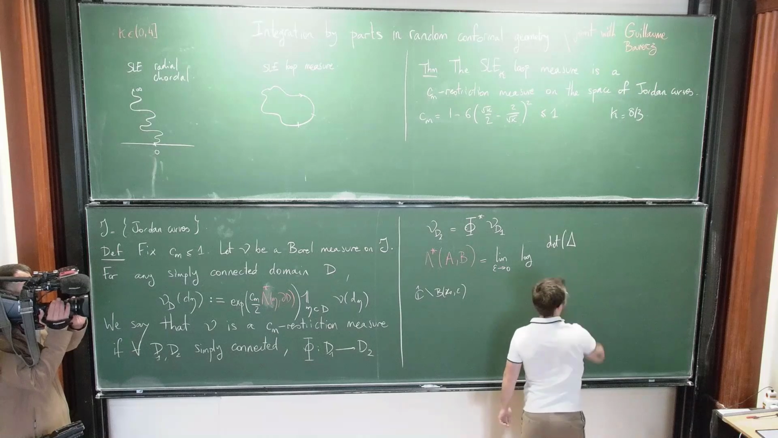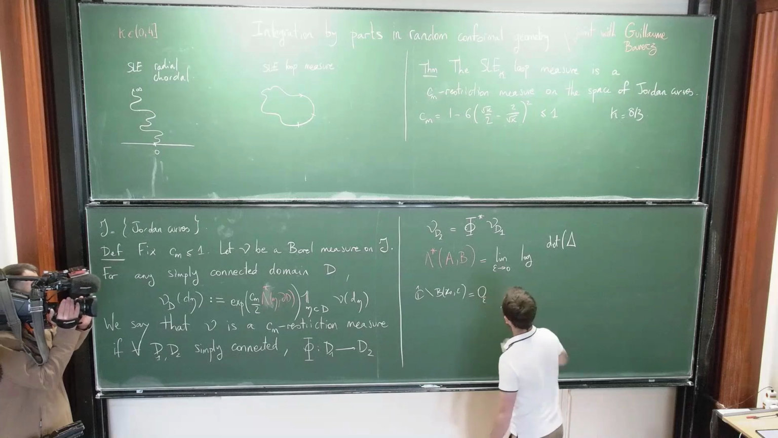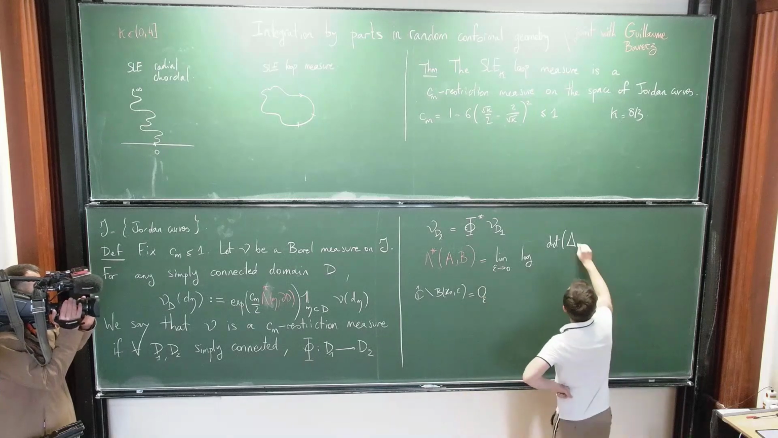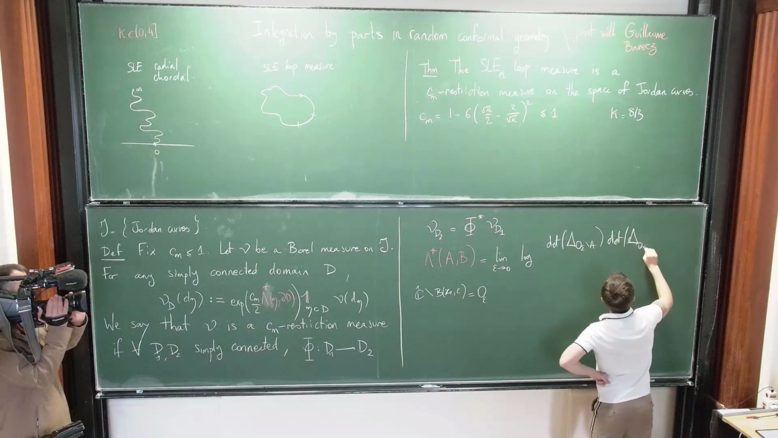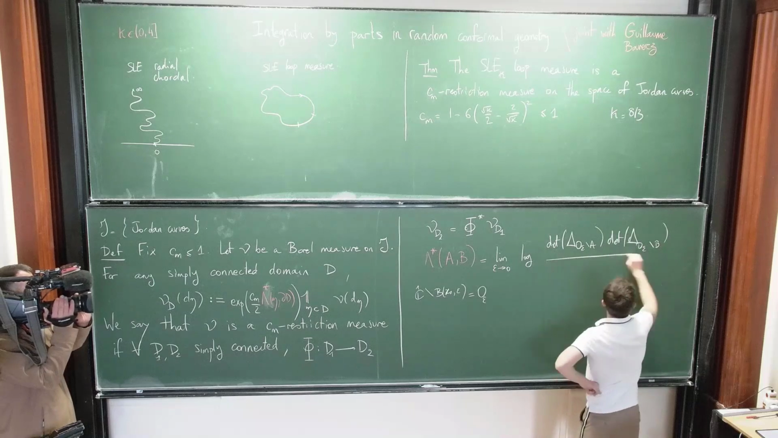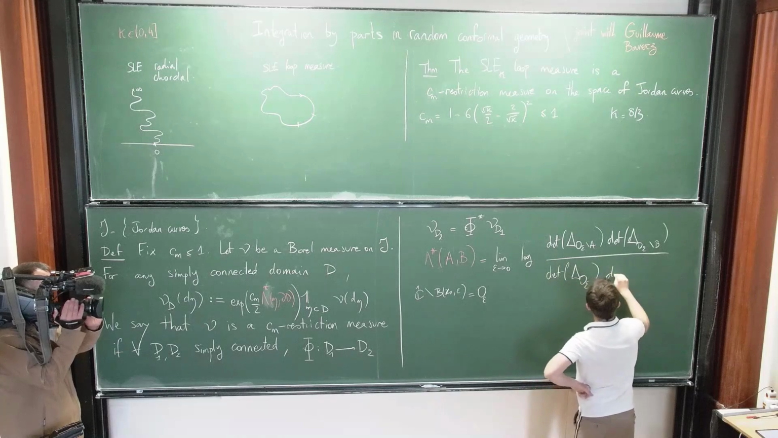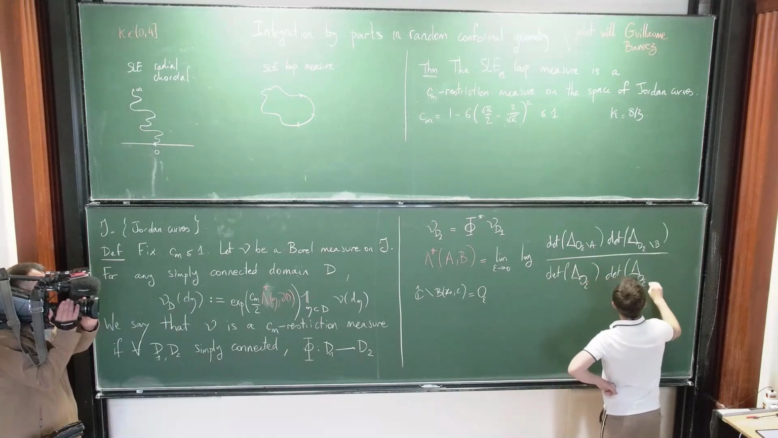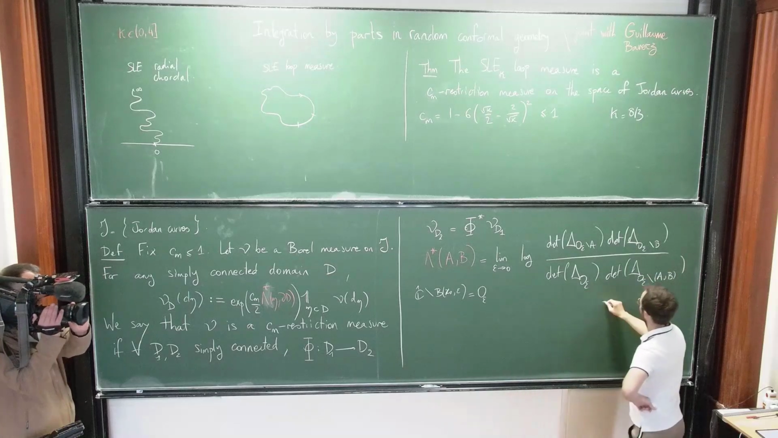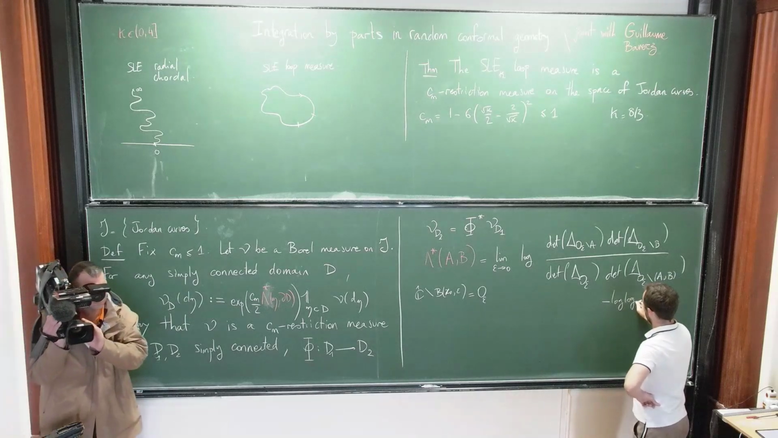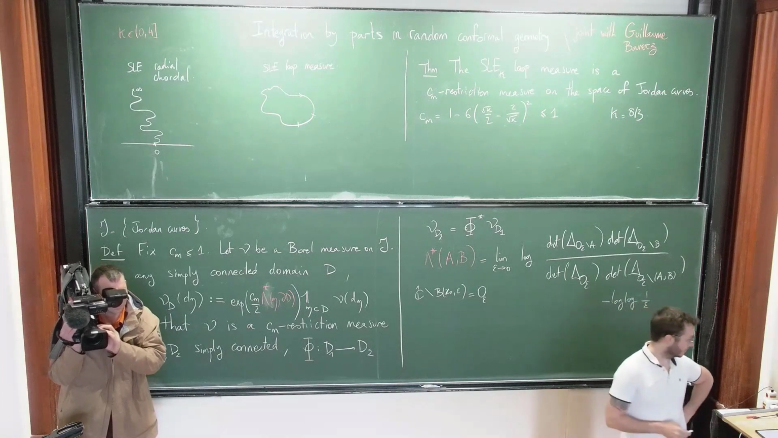Let me call this domain O epsilon. So it's the determinant of the Laplacian in O epsilon minus A, the determinant of the Laplacian in O epsilon minus B, divided by the determinant of the Laplacian in O epsilon, times the determinant of the Laplacian in O epsilon minus A union B, minus log 1 over epsilon. Your Laplacian is Dirichlet? Yes.